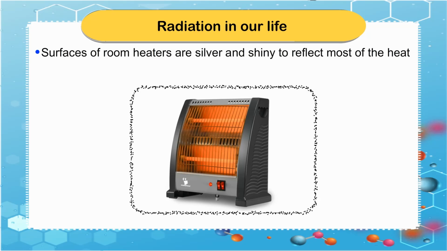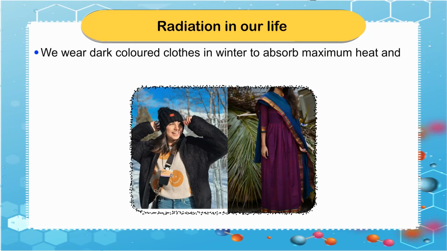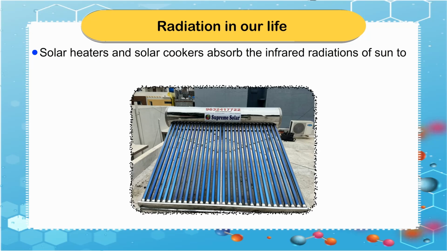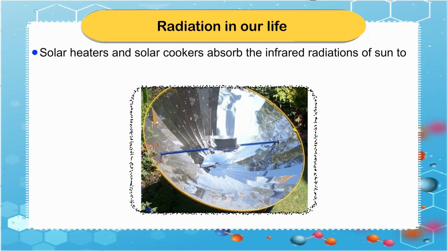Surfaces of room heaters are silver and shiny to reflect most of the heat to the air. We wear dark-colored clothes in winter to absorb maximum heat and light-colored clothes in summer to reflect maximum heat. Solar heaters and solar cookers absorb the infrared radiations of sun to heat substances.